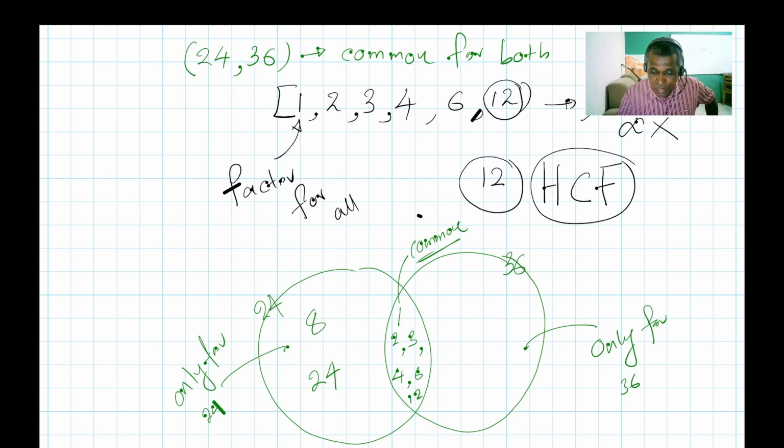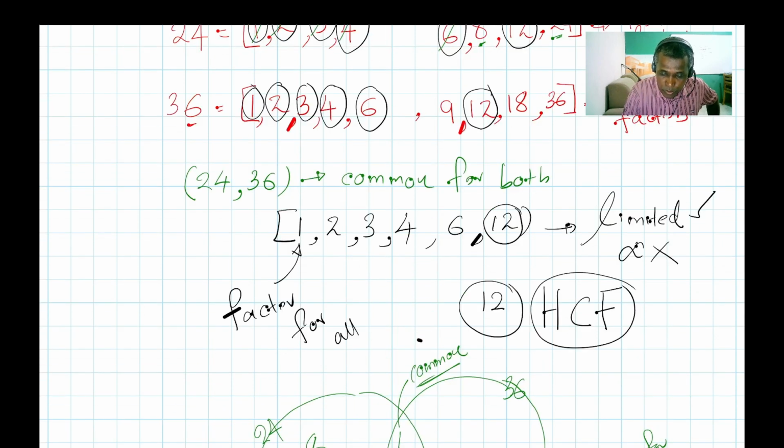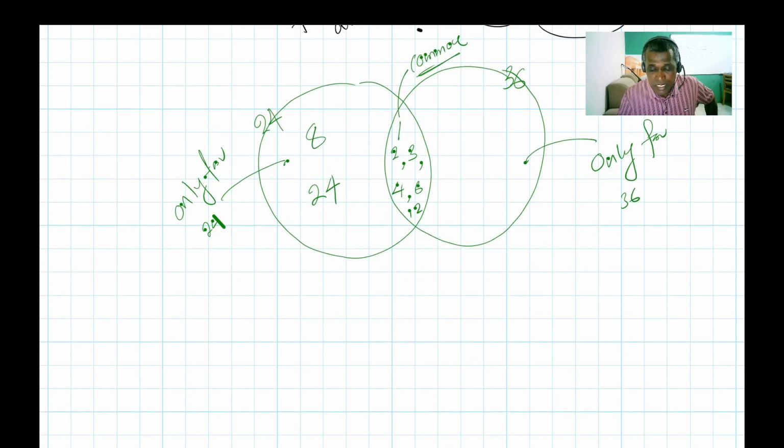Next, go for the 36. This one is already taken. That's common. This is common. This is common. This is common. 9 is not there. 12 is already taken. 9, 18 and 36. 9 is there, 18 is there, and 36.